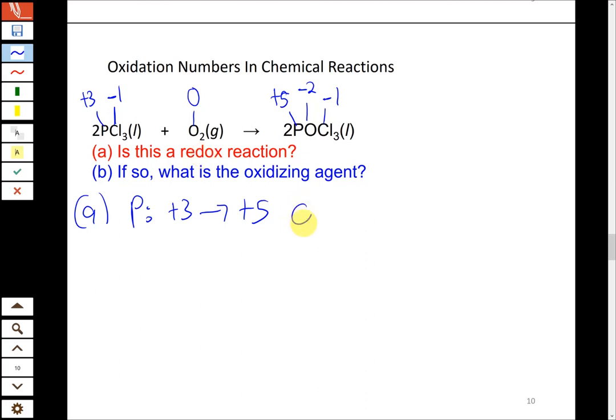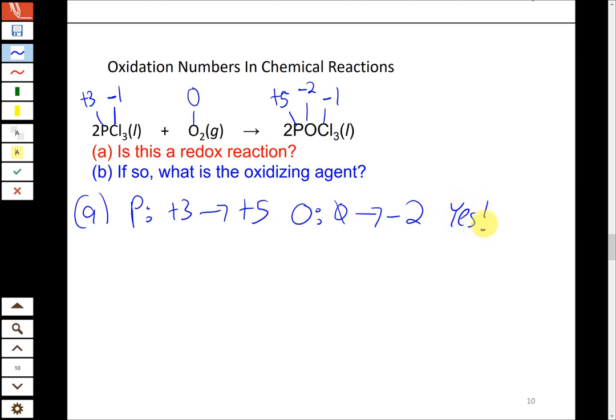And there will always be a pair that are changing. So for oxygen here, it starts out as 0 as the oxidation number, and it goes to -2 on the product side. So because we have changing oxidation numbers, phosphorus going from +3 to +5, oxygen 0 to -2, this has to be a redox reaction. So the first answer would be yes, it is a redox reaction.